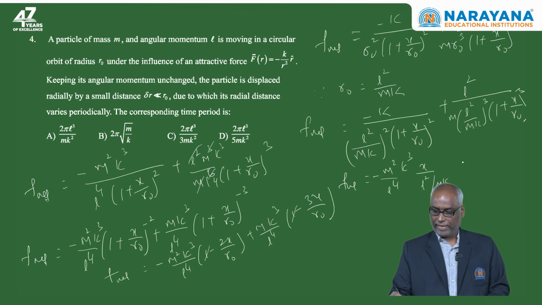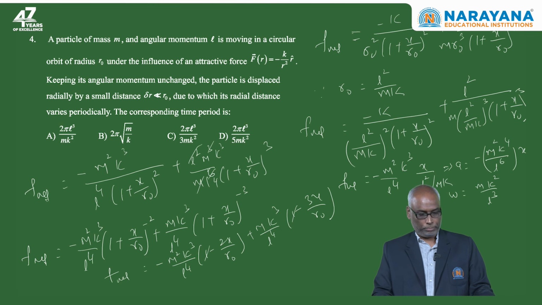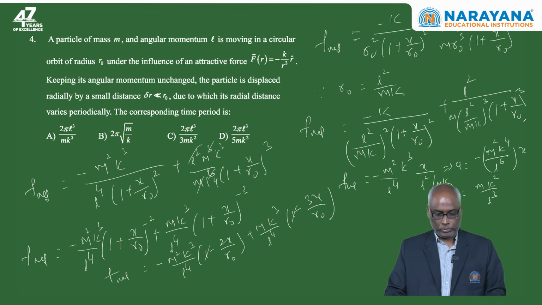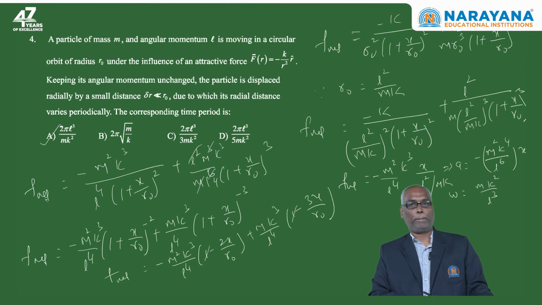From this, if you calculate the acceleration by dividing with mass, we are going to get this value as minus m square k to the power of 4 whole divided by L power 6 into x. The value of omega is equal to m k square divided by L cube. Once we got this value of omega, we can find out the time period, and we will get the time period as 2 pi into L cube divided by mk. So, this will complete the first section of paper 2. We will move into the second section.